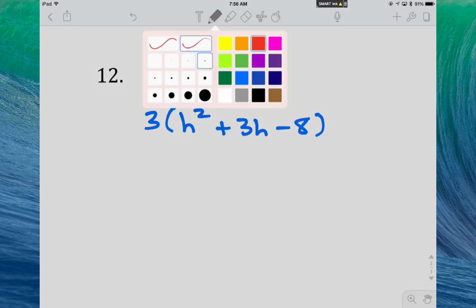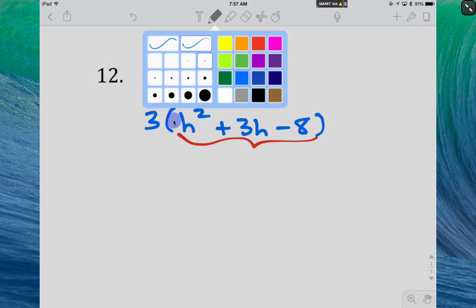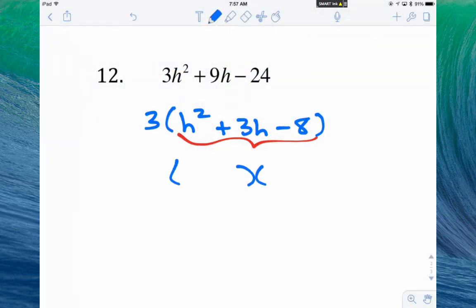Okay, now we're looking to classify this remaining trinomial. Again, it happens to be a nice quadratic trinomial, leading coefficient 1. That means if it factors, then it would factor as h plus something times h plus something. We need these two numbers to multiply to negative 8, but add to positive 3. You know what? I'm drawing a blank. I don't think there are any factors of negative 8 that also add to positive 3.